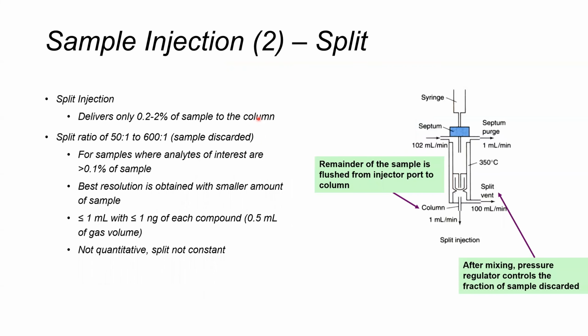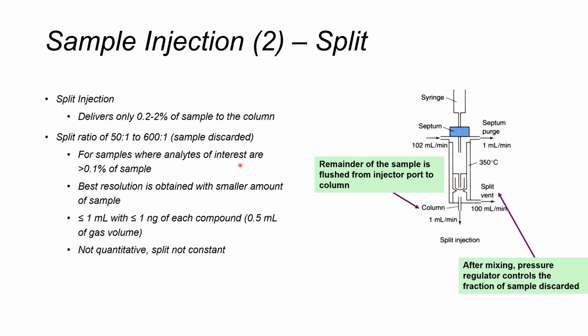So the split injection delivers only around 0.2 to 2% of the sample to the column. This is a second type. We've done sandwich, now we're doing split type. So the split ratio is 50 to 1 to 600 to 1, and so that determines how much of the sample is actually discarded and how much of it is actually made use of.